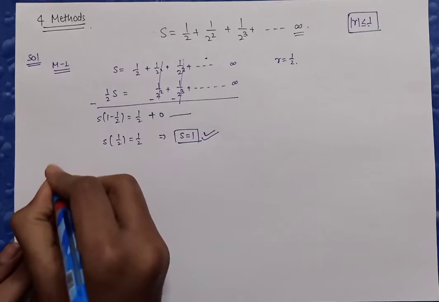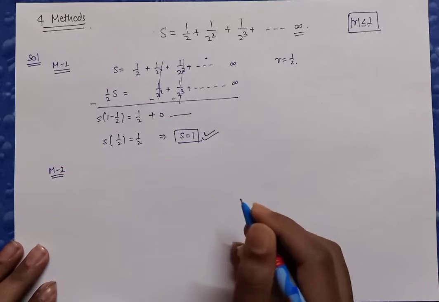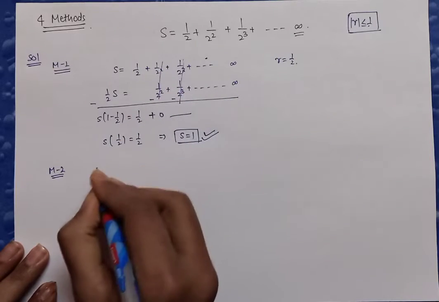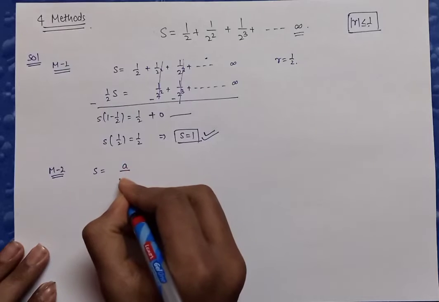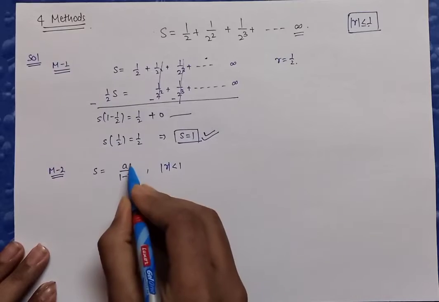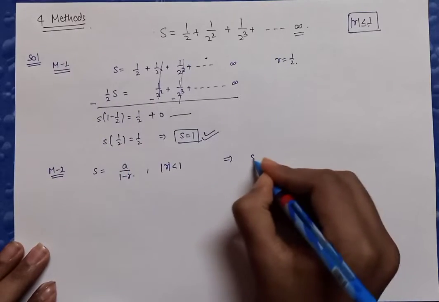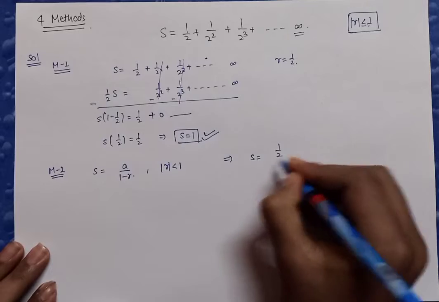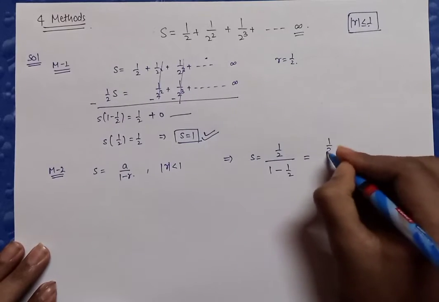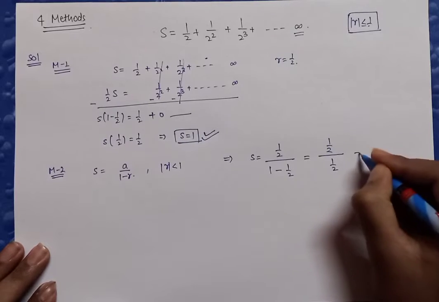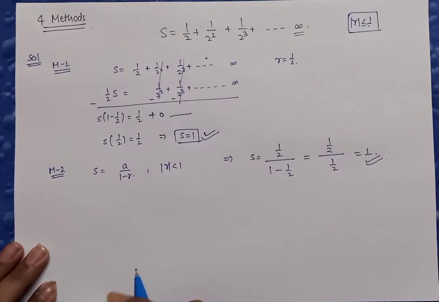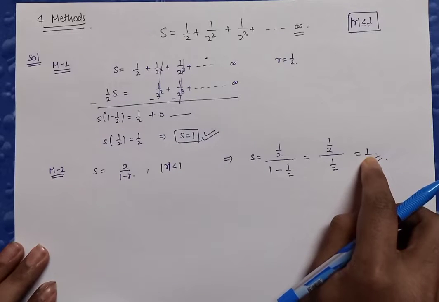Now let's discuss method 2. Method 2 is nothing, just using the formula we generally learn, that the summation equals a divided by 1 minus r, when modulus of r is less than 1 and a is the first term. So directly we are going to use this formula. S equals, the first term is half. And what is the common ratio? Common ratio is also half. So half divided by 1 minus half will also turn out to be half, and this will cancel out and we'll get the value as 1. So this is also one method where we got the value correctly, and the value is 1.